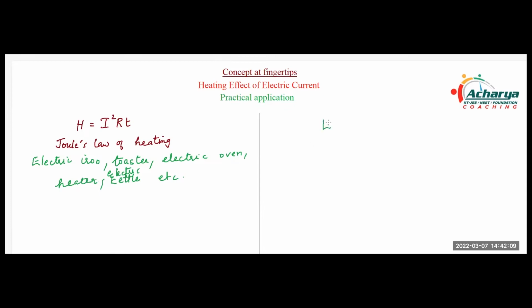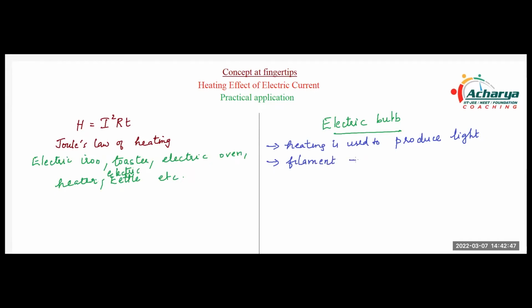One is the electric bulb or incandescent bulb. In an electric bulb, heating effect is used to produce light. So we use a special coil known as filament, and this filament is made of tungsten.